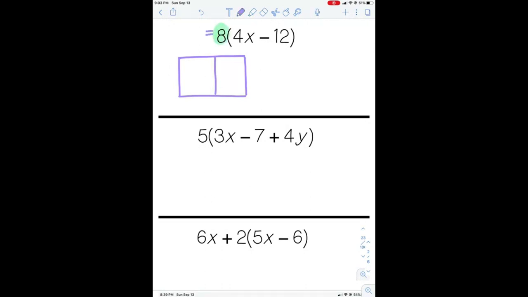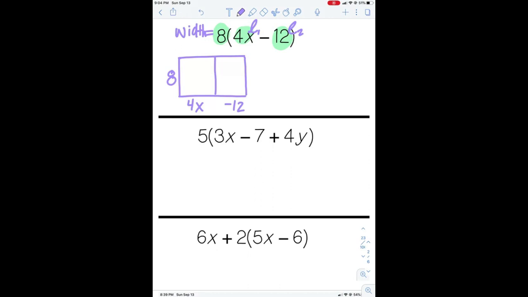So remember that number outside of the parentheses is always going to be your width of your rectangle. Okay, so we're going to go ahead and slap an 8 on the outside here. And then we are going to take that 4x. That is going to be our length 1, and that is going to go under the first rectangle. And that minus 12 is going to be our length 2. Okay, so the minus 12, you have to keep the negative attached to the 12. Okay, have to. So you see, I wrote that as a negative 12. If you have a minus anything, you have to keep the minus and the number together.